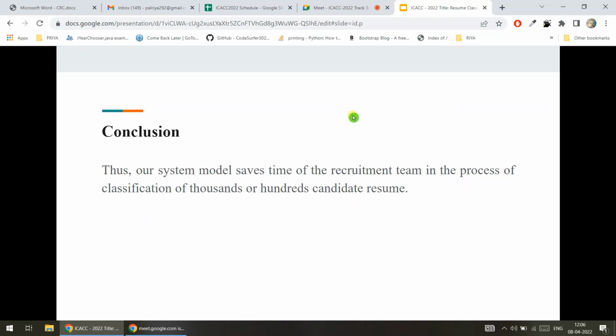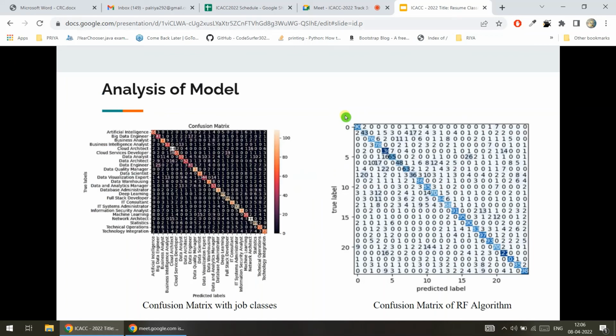What classes have you considered for your classification? How many classes are there, and which classes are you classifying your resumes into? Sir, there are a total of 26 classes. All are based on the IT field, like software engineer, software developer, data analyst, data scientist, from artificial intelligence to technology integration, everything that we have in our engineering course. In total, there are 26 different classes. Okay, so these 26 different classes you have considered: artificial intelligence, full stack developer, etc.